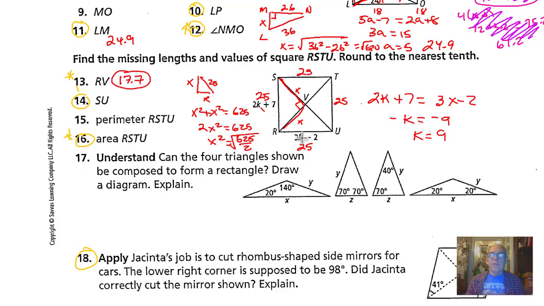For 14, you want to find SU. So SU is actually going to be double what we just found. And you need to find the area of RSTU. So the area of this is basically going to be 25 times 25, which is the 625.